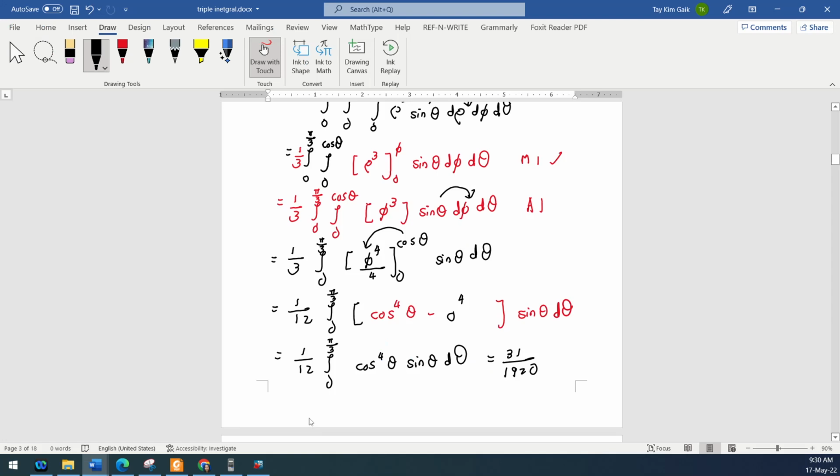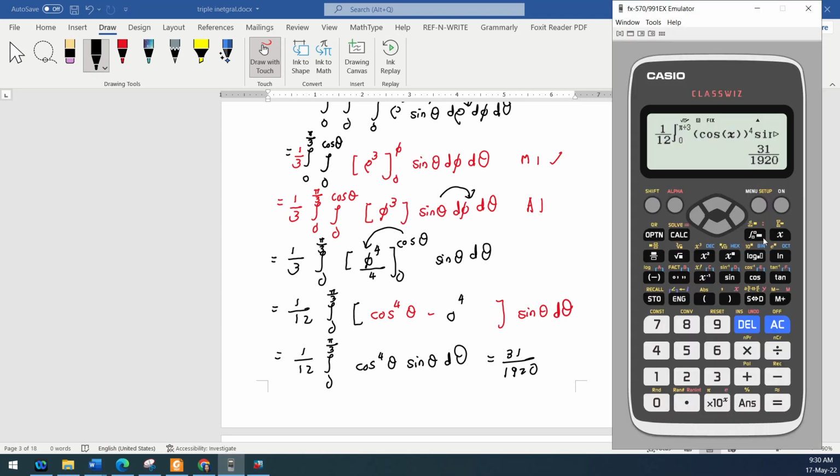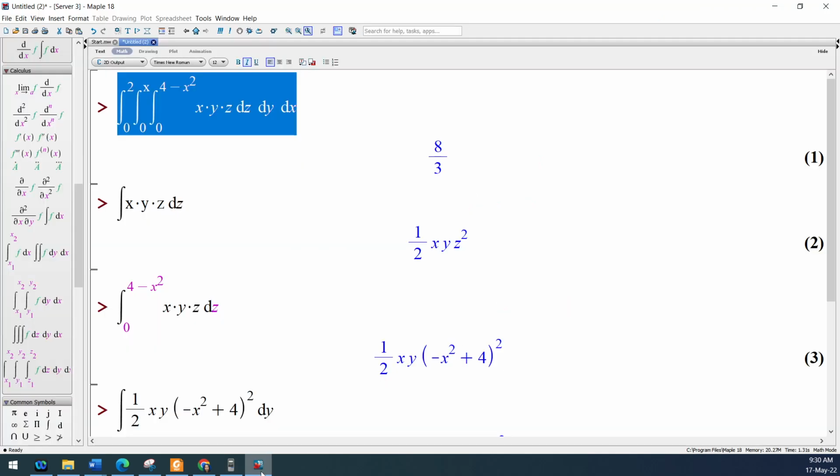So untuk masuk dalam calculator tu tukar yang theta kepada x. Yeah, because the calculator is only integrate respect to x only. Okay. Unless you use mapper. Mapper, you can change any variable.